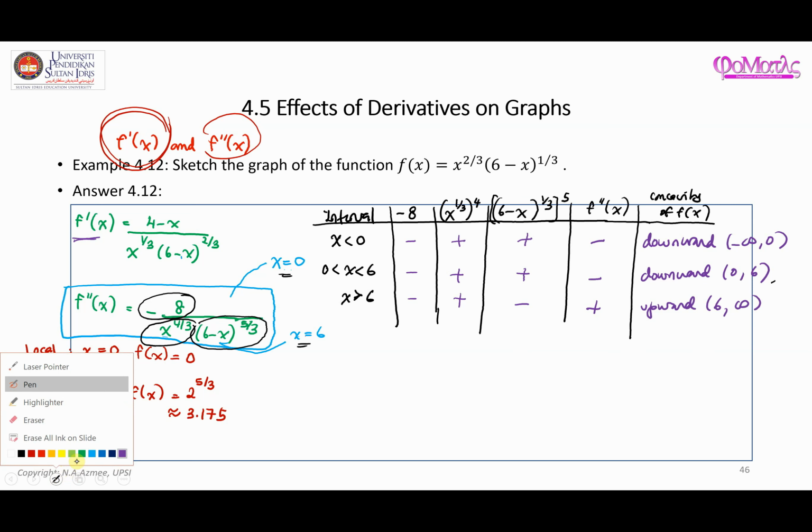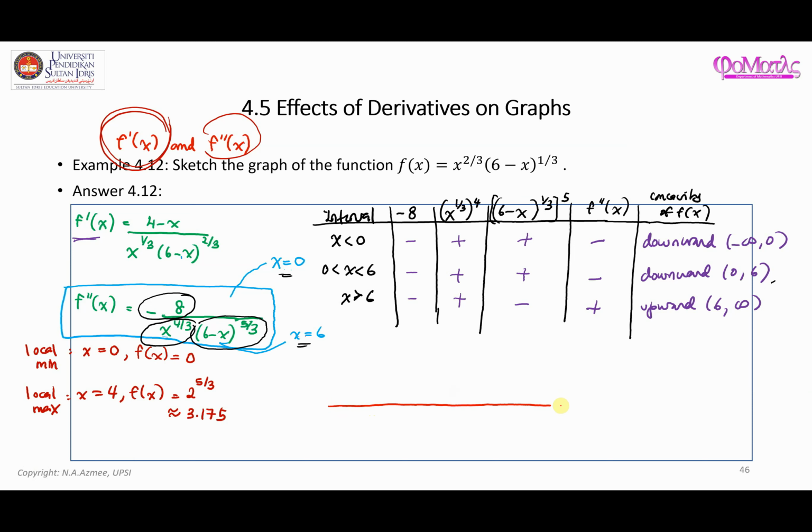This is just a rough sketch. You can go on and try to do it better. So what I have here is this line.